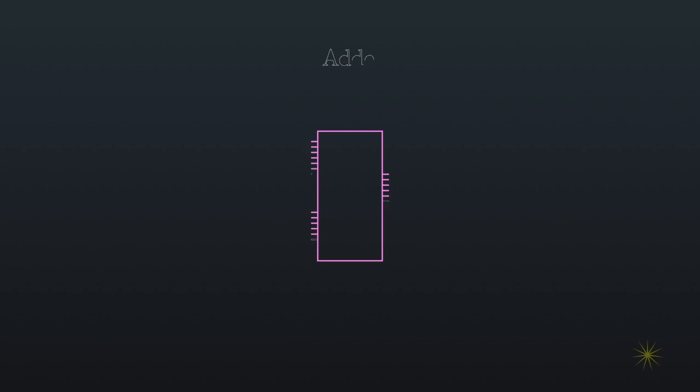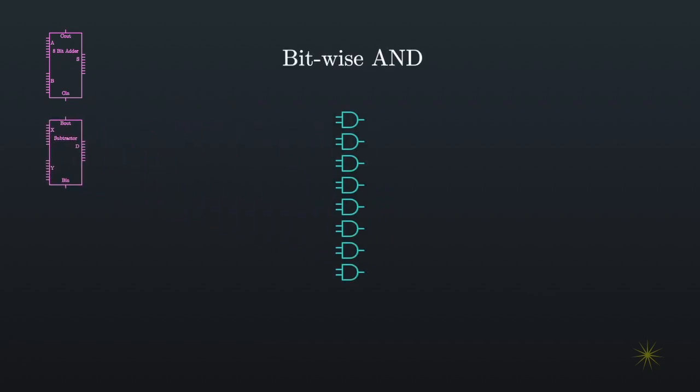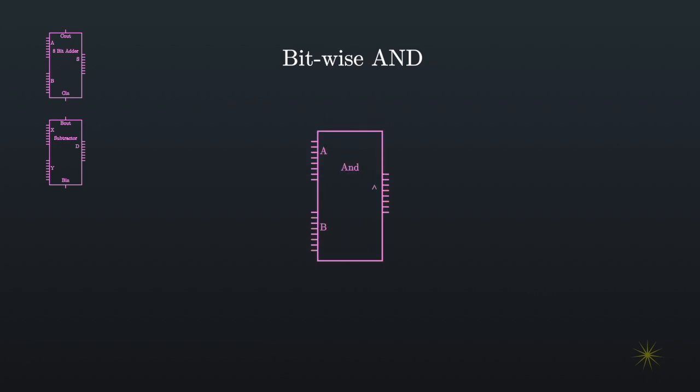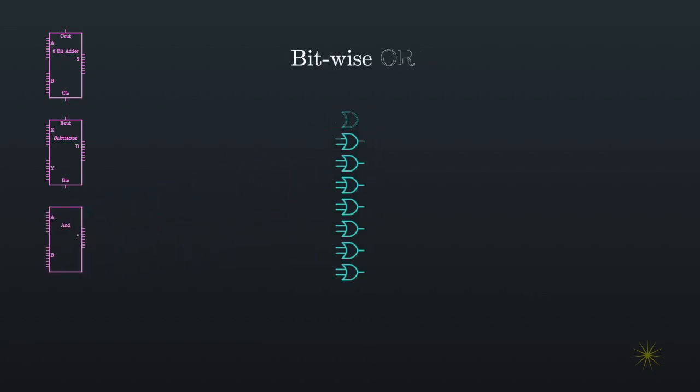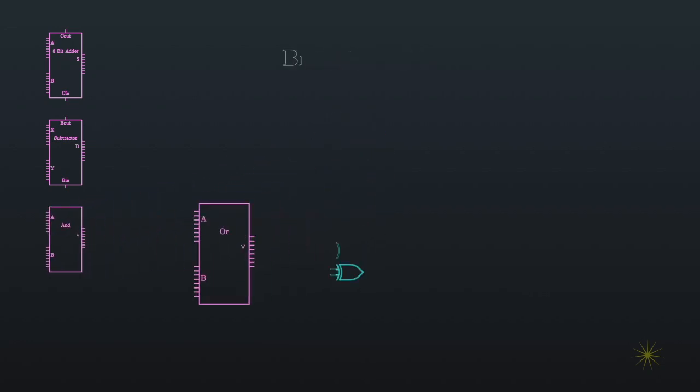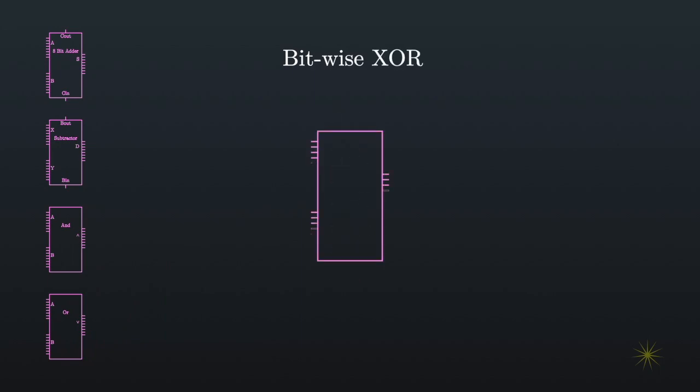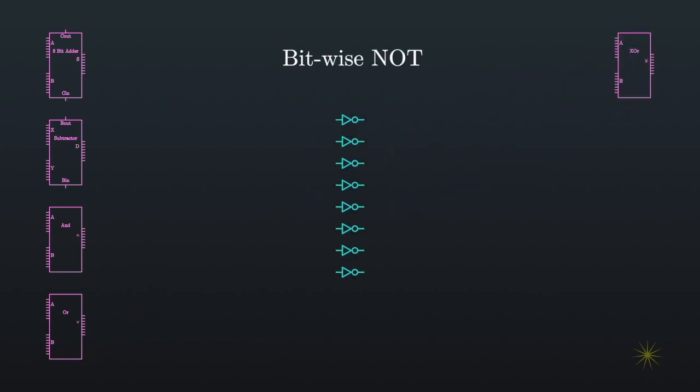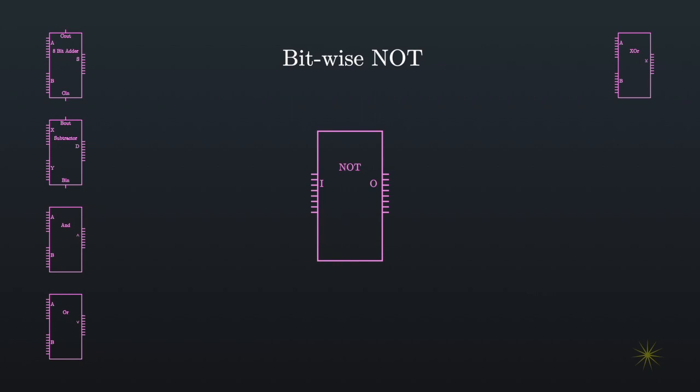So let's review. We have an adder circuit. We have a subtractor. Our multiplication algorithm requires the use of a bitwise AND. This is where we take 2 base 2 values, A and B, and take the AND of each digit. And it may be convenient to do this with our other circuits for OR, for exclusive OR, and for NOT. There are some very useful things we can do with AND, OR, exclusive OR, and NOT beyond just multiplication and division, but that's beyond the scope of this video.